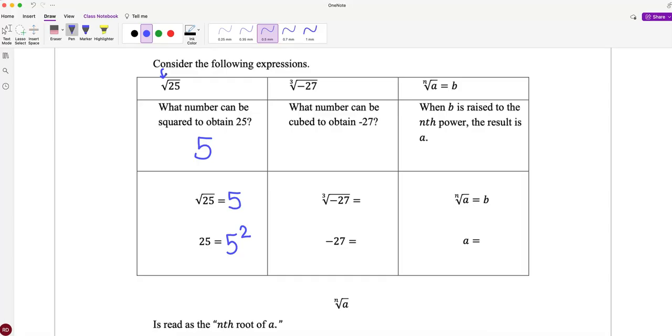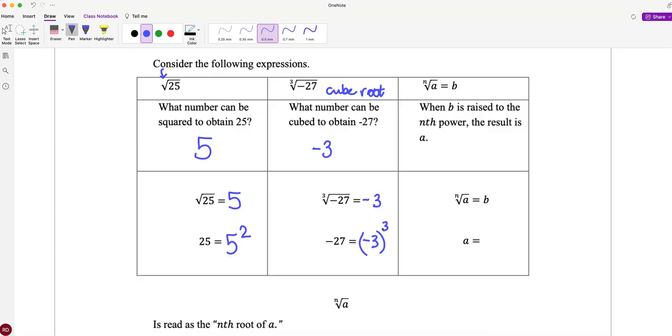Now, when you see the little 3 there, this is called a cube root. And the question becomes, what number can you cube to obtain minus 27? What number can you multiply 3 times and get negative 27? That number is negative 3. So the cube root of negative 27 is negative 3 because negative 3 cubed is negative 27.